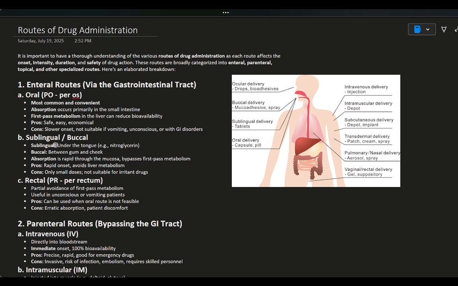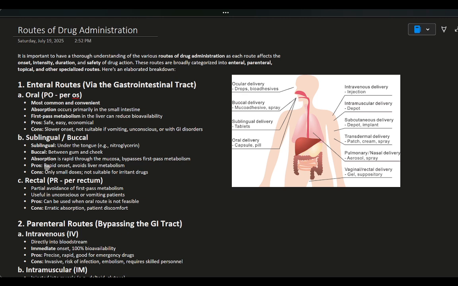The second route we have is the sublingual or buccal route. This is where the drug is placed under the tongue, and one classic example of this is nitroglycerin, which is used to help vasodilate the blood vessels in cases of myocardial infarction or heart attack. So the buccal means between the gum and the cheek, and the absorption in this case is rapid through the mucosa and will actually bypass the first pass metabolism, making this quite different from the oral route.